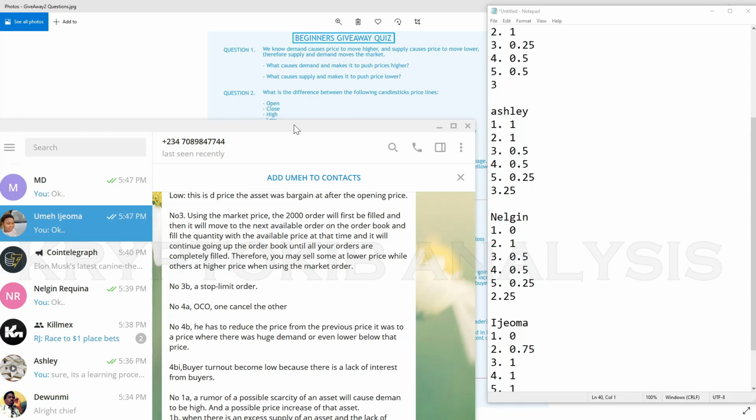Now let me explain. The question is not straightforward. It's an intentional question. Look at the question once again. I said we know demand causes price to move higher. What am I saying there? I'm telling you that demand pushes the prices. I'm intentionally telling you that demand is what pushes the prices. We know demand causes price to move higher, and supply causes price to move lower. Therefore, supply and demand moves the market. I have said demand and supply moves the market already.